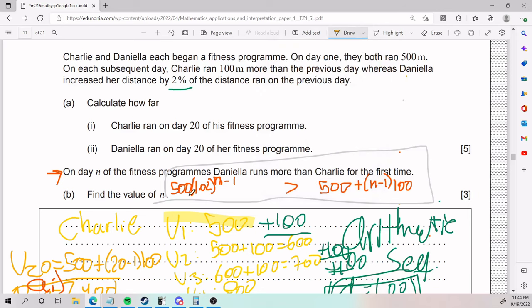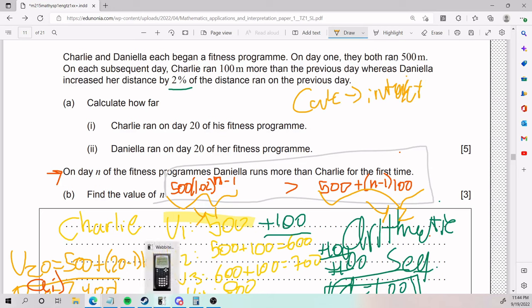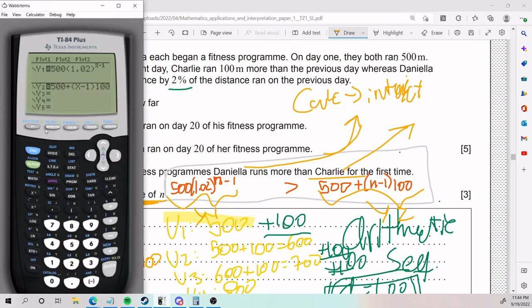All right, so now we will be taking this guy into y1, so it's going to be one equation, this guy into y2, it will be my other equation. We do calc intersect, and that will give us the key point of n that will help us interpret what value of n we need to find. Cierto? So wherever Daniela runs more than Charlie for the first time, remember that Daniela is the geometric one. So it's going to be the curve that looks a little curvy, and the other curve is really just going to be a line. Charlie is going to be a line. Daniela is going to be curvy. See? Okay, anyways. So we take our equation here, we make sure we plug in everything, cierto?